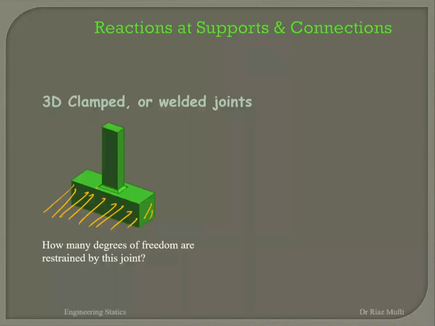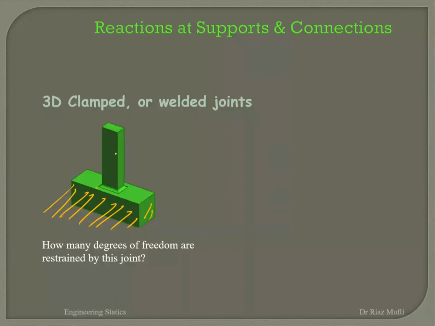Sir, 3D. It's a 3D object. So, how many degrees of freedom does this bar have? 6? Is that 6 or 3? It's 3D, right? So it should have 3 rotational and 3 translational. Okay. So it's a 3D, and you're telling me that it's got 6 degrees of freedom.